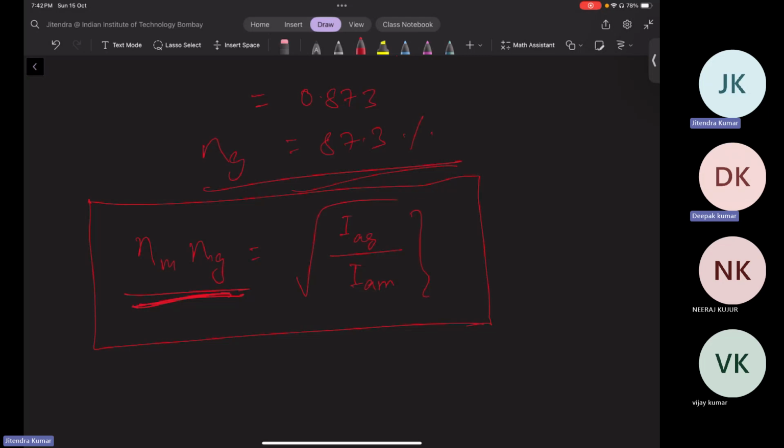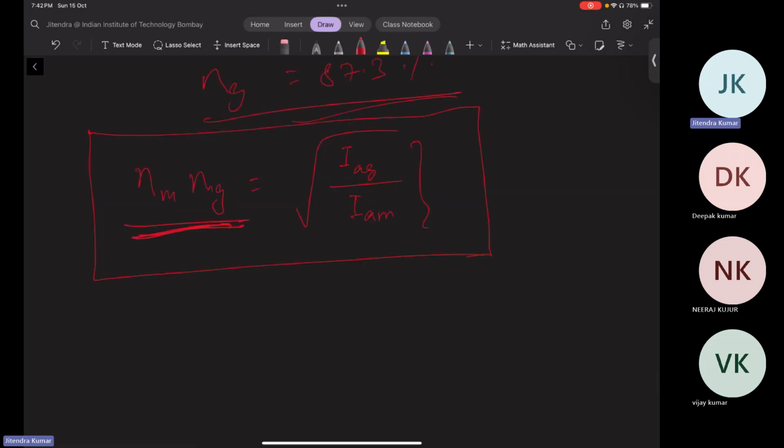So if you haven't given any armature current from the supply, what will happen? Ia_g will be equal to Ia_m, right? Let's suppose you are not giving any input current from DC supply, so Ia_g will be equal to Ia_m. Then in that case, efficiency of one machine is inversely proportional to the other.